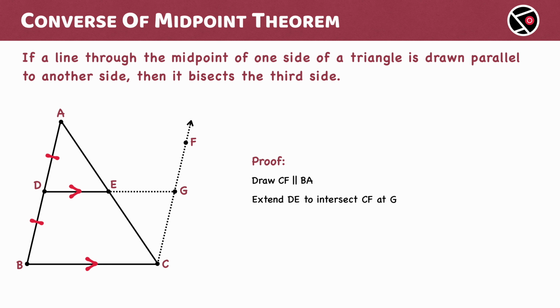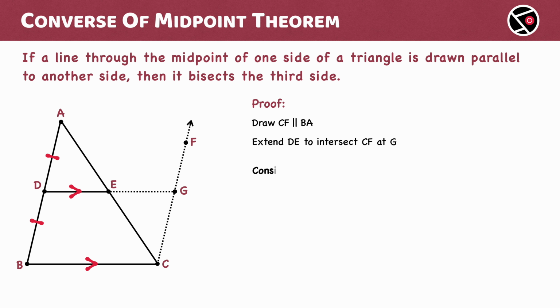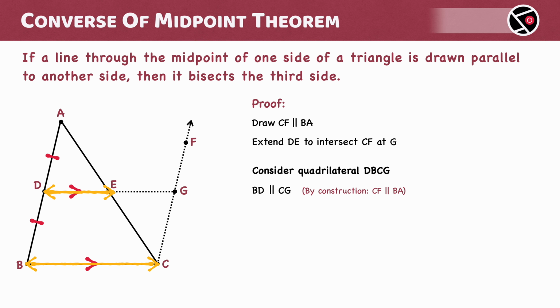Moving further, consider quadrilateral DBCG. Here, BD is parallel to CG. Why? Because by construction, CF is parallel to BA. Now we know that DE is parallel to BC. Since point E lies on DG, DG is also parallel to BC.